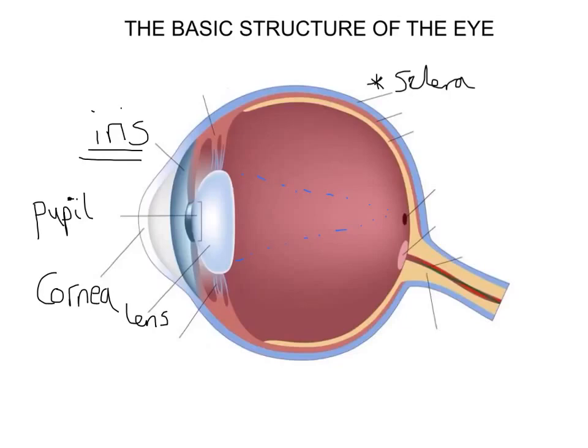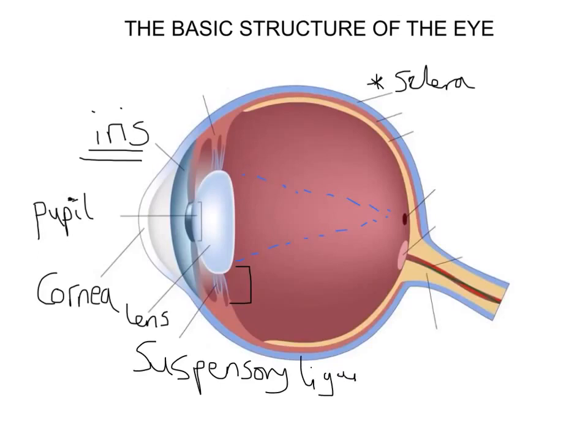Now let's pick up with the lens. The lens is held in place by two structures. This one at the bottom here, you can see these very fine strands, if I just draw a black line to show. These are known as the suspensory ligaments. Suspensory ligaments. So they're not muscle, they don't contract and relax, they simply go very tight or very loose or slack.